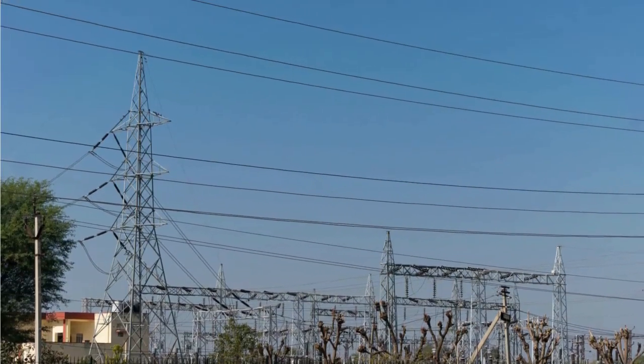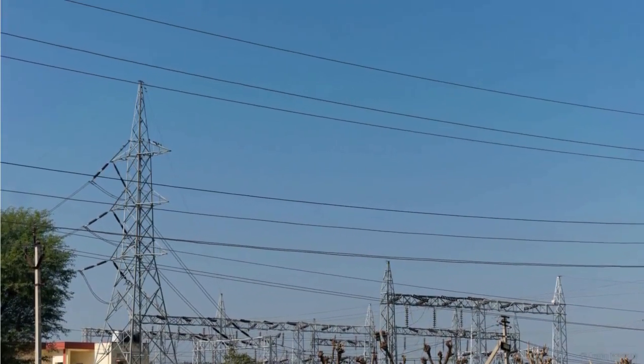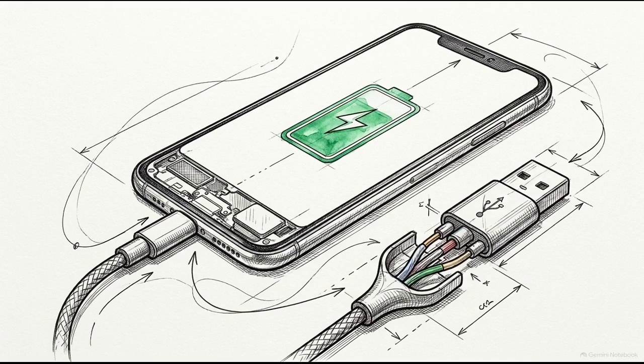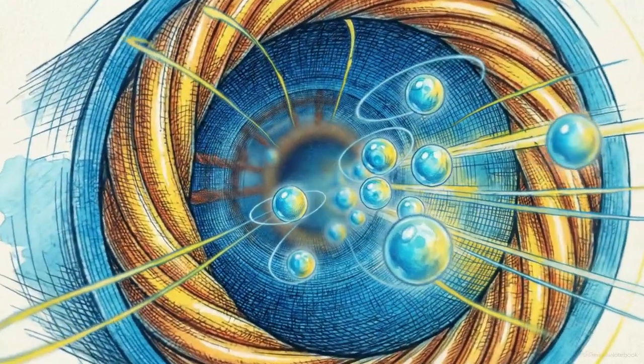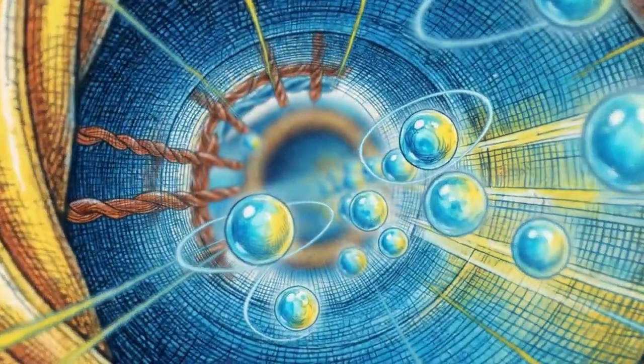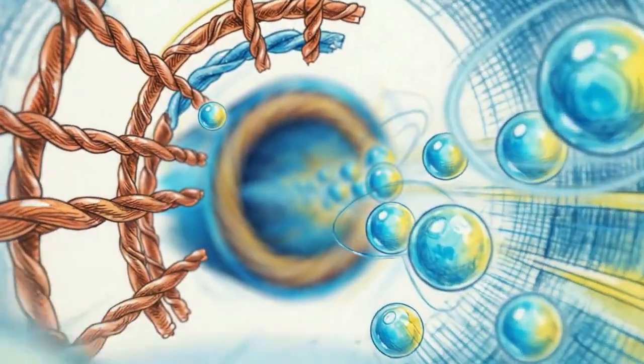Look at the immense, high-voltage transmission towers that supply an entire city. Now compare that raw power to the tiny trickle of energy needed to charge your smartphone. The scale and purpose are entirely different, yet both systems operate on the exact same physical principle. We are looking at a controlled stream of electrons moving through a conductive material.